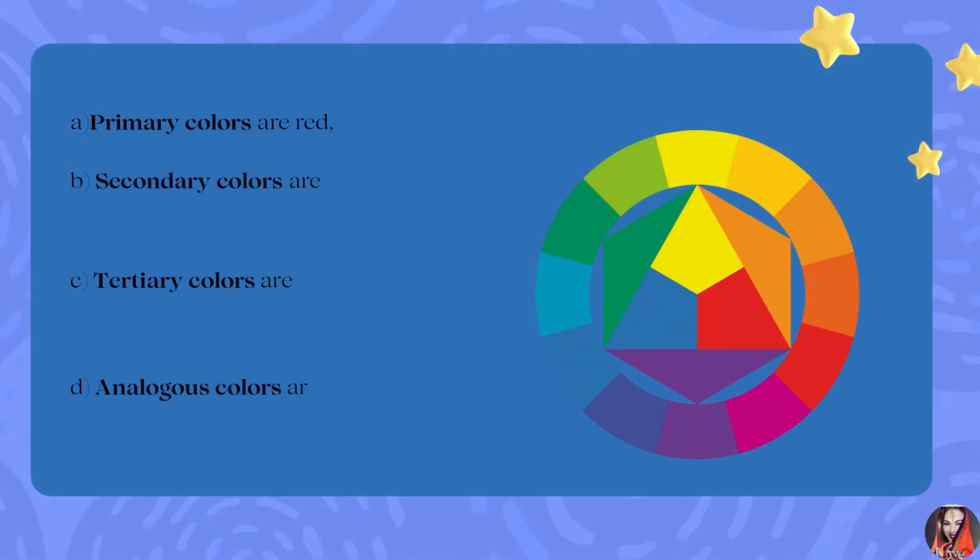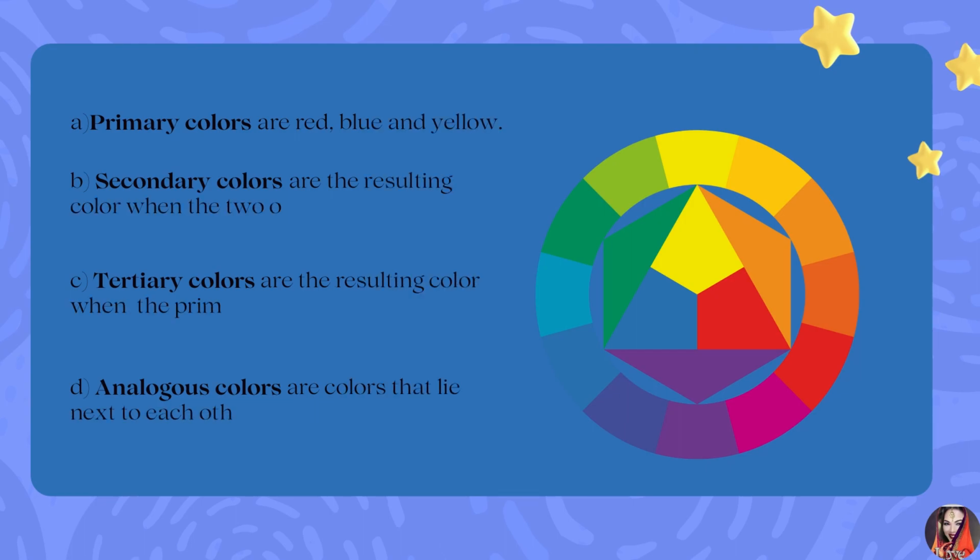Primary colors are red, blue, and yellow. Secondary colors are the resulting colors when two of the primary colors are mixed. The secondary colors are purple, green, and orange.